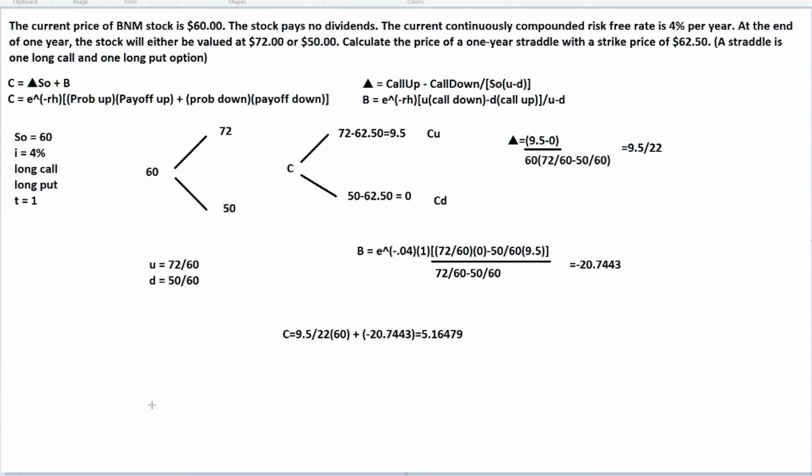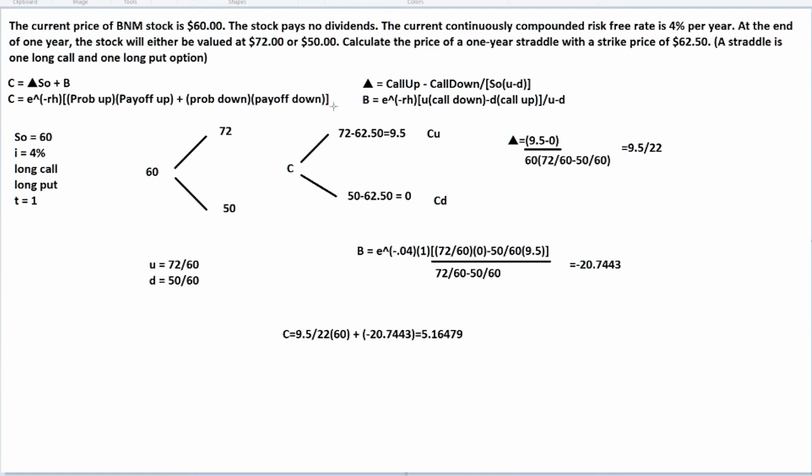So we put it all together. Our call is equal to our delta, 9.5 divided by 22, times our stock at time 0. Then we add our zero coupon bond, which is negative 20.7443. And that gives us a call price of 5.16479. So long as you have these top three formulas down, you don't even have to worry about the probability one. For this type of binomial tree problem, you're golden. It's super easy. So we just have to finish this out.